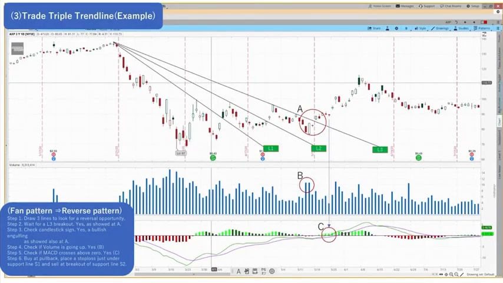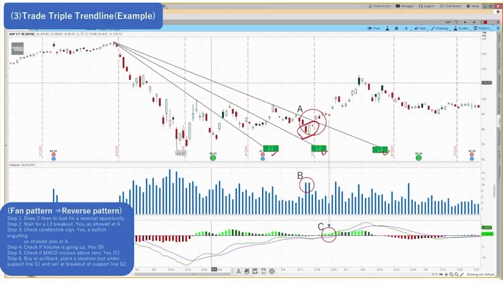Step 1, just draw 3 lines to look for a reversal opportunity. So this is line 1, line 2, and line 3. It's done. And then step 2, wait for any breakout on line 3. Here you can see at A, a breakout happened there. And then check if there are any candlestick signs which show the price will be going up. Yeah, you can see there is a bullish engulfing. This one shows the market might be going up.